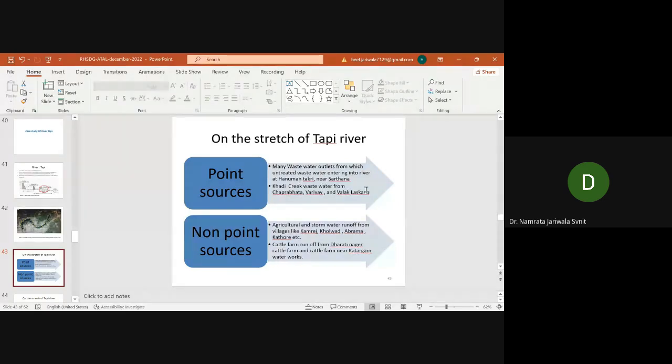At the same time, the Tapi River has so many small tributaries, or small khadis, joining with this particular river. A khadi is considered to be a creek, from which wastewater is again entering into the water bodies. For the point sources we are considering, at least 90% of the water is treated wastewater, but 10% may be untreated wastewater. Whereas for the khadis, the prediction is very difficult, but generally we consider that 70 to 80% of the water is untreated wastewater, which is entering into the water bodies.